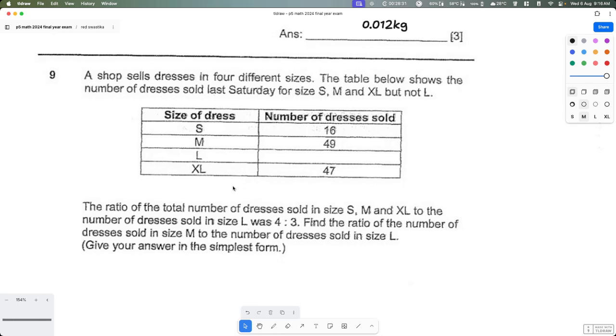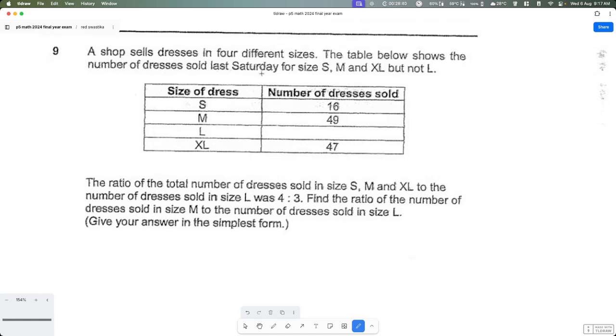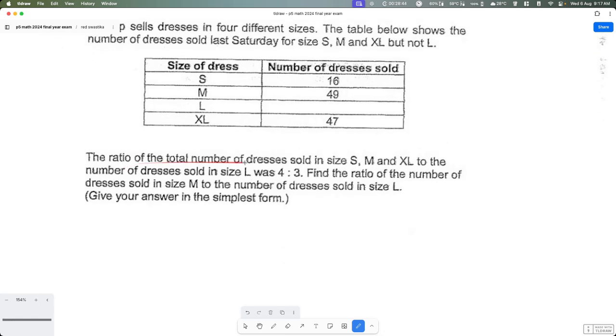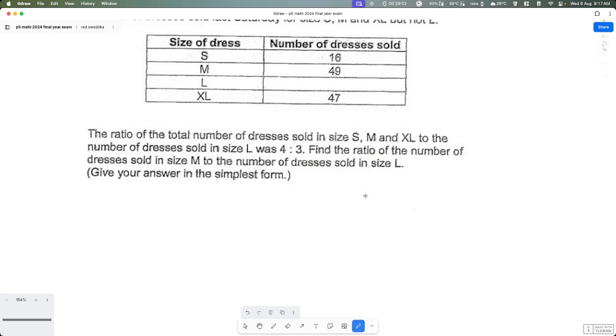Question number 9. A shop sells dresses in 4 different sizes, S, M, L, and XL. The table below shows the number of dresses sold last Saturday for sizes S, M, XL, but not L. The ratio of the total number of dresses sold in sizes S, M, and XL to the number of dresses sold in size L was 4 is to 3. Wow, so L is quite a lot.